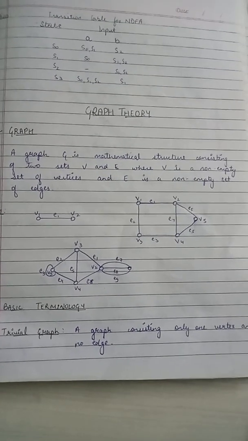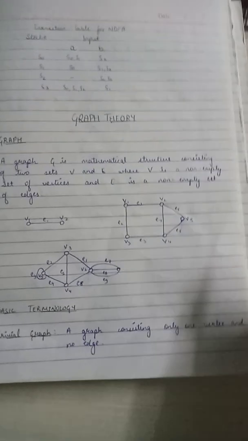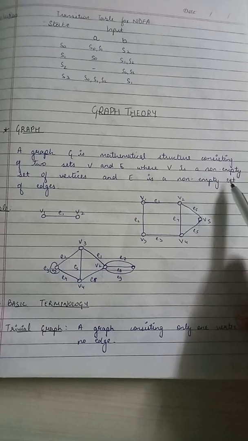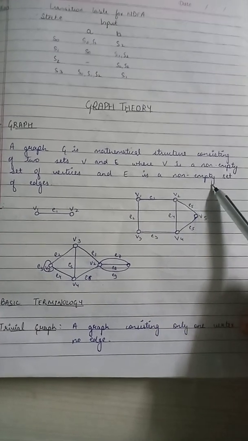So first we will discuss what is graph. So a graph G is a mathematical structure consisting of two sets V and E, where V is the non-empty set of vertices and E is the non-empty set of edges.